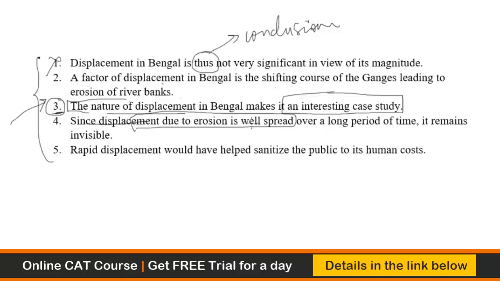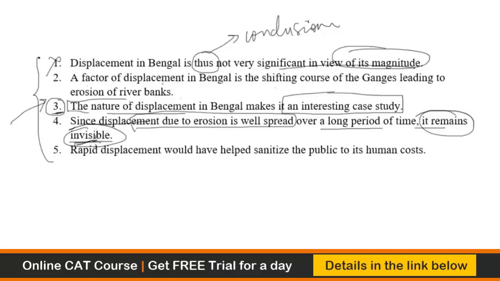Since displacement due to erosion is well spread over a long period of time, it remains invisible. And because it remains invisible, the displacement in Bengal is not very significant in view of its magnitude. So because it remains invisible, it is of a very low magnitude. That is how we have to connect the ideas. Because the displacement due to erosion is well spread over a long period of time, it remains invisible, and thus it is not very significant in view of its magnitude. So because it remains invisible and because it is spread over a long period of time, it is not very significant in the sense that you cannot measure it because it remains invisible.